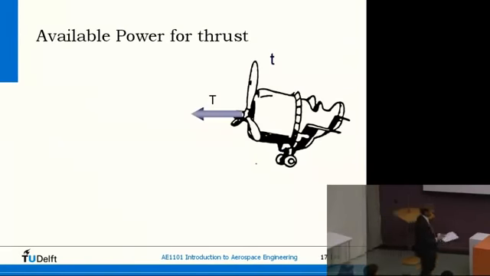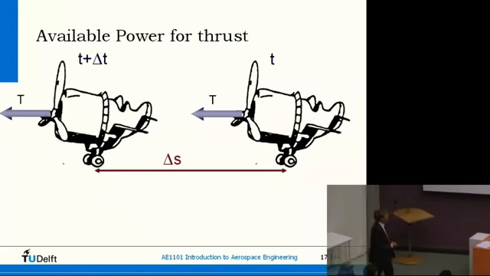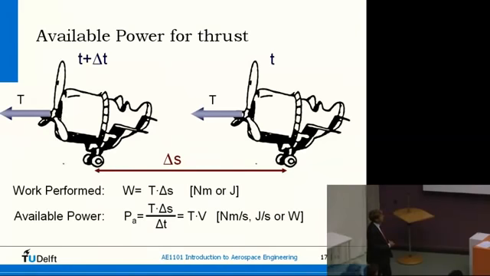So the available power for thrust, you already used this in the tutorial. So I'm going to skip through this rather quickly. The amount of power after the engine and the propeller has done its work, the available power for thrust, can be derived using plain mathematics. The work performed is thrust times the distance that was traveled. If you divide this per second, we get the simple relation: available power is thrust times the airspeed. Of course, this is the power that's available for the thrust.